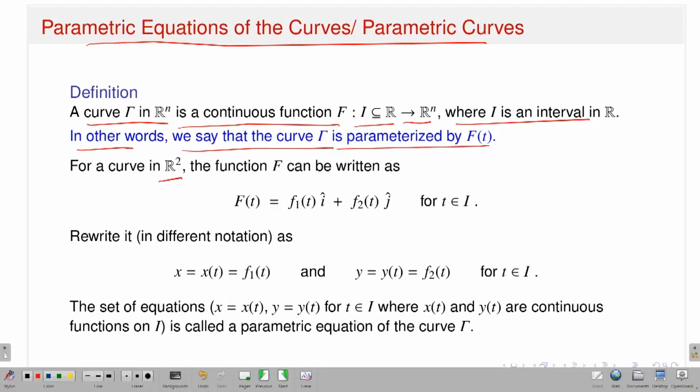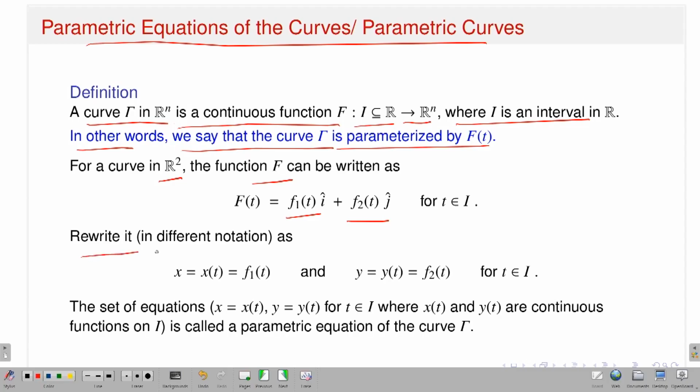Okay. In particular, if I take Rn equal to R2 and consider the function f(t), since it will have two components, I cap and j cap, because I am in R2, it will have the basis (1,0), (0,1), I cap and j cap, that I already discussed in my last slides. So this is nothing but f1 i cap plus f2 j cap. Okay. So this can be written so because I am in R2.